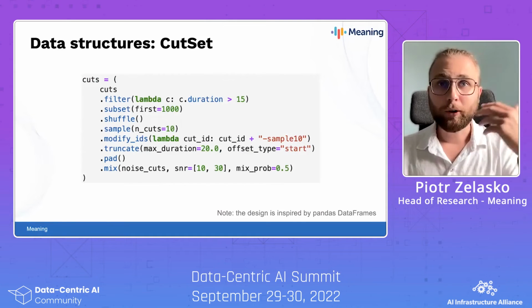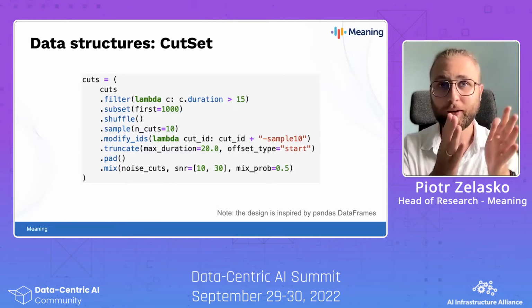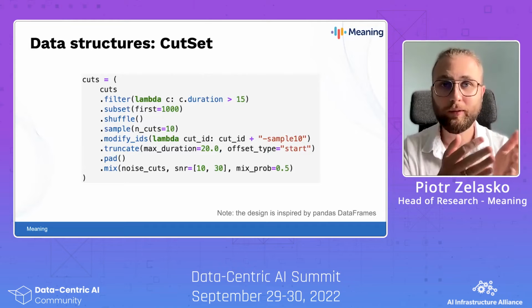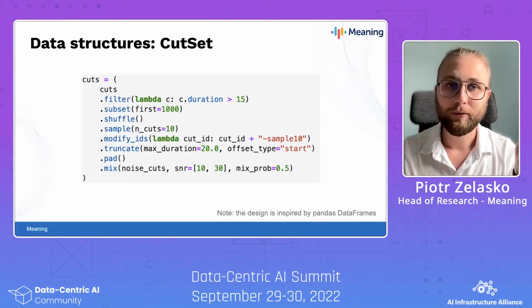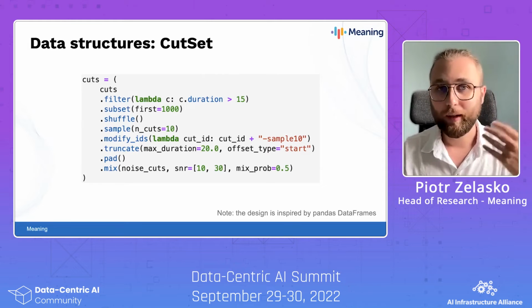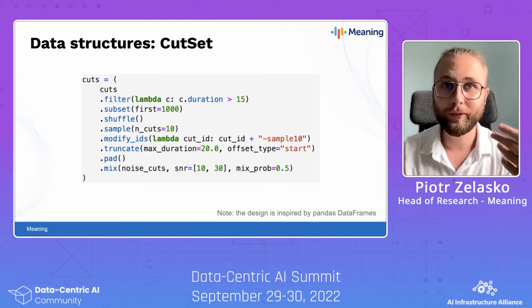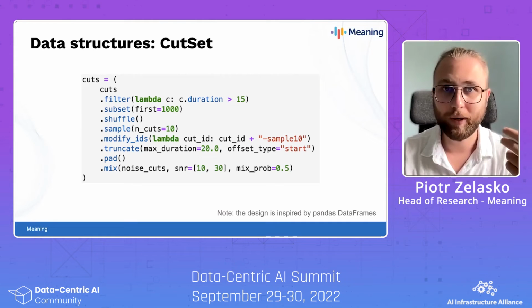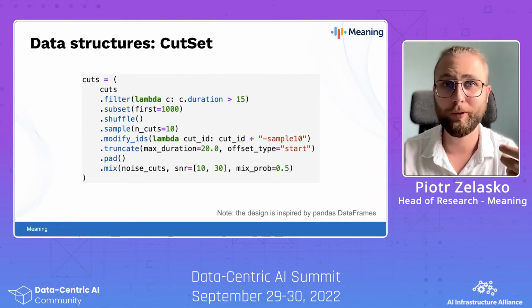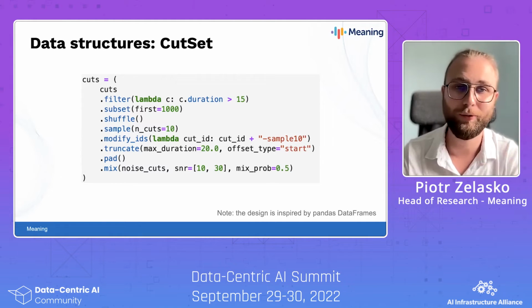You can work with collections of data. So we had a single cut for, let's say, a single utterance. Now we have a whole cut set for a collection of those examples. And again, we have a lot of composable lazy operations. To be honest, this design is inspired by Pandas data frames, which I always felt are really missing, like an equivalent of them is really missing for speech.